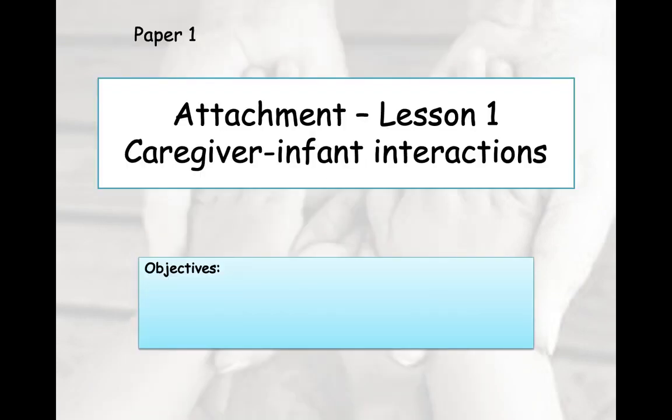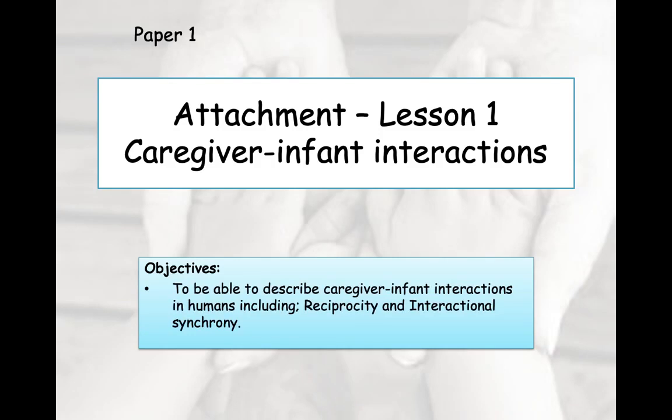So what we're going to be looking at for lesson 1 of attachment is something called caregiver-infant interactions, and the objective from today is to be able to describe what a caregiver-infant interaction is, and also looking more closely at the different types of caregiver-infant interactions, which are reciprocity and interactional synchrony. So we're going to look at what those definitions are and their purpose in forming an attachment between a baby and their primary caregiver.